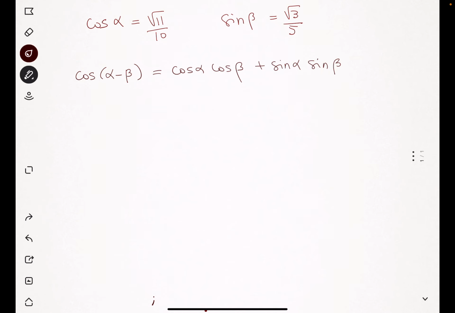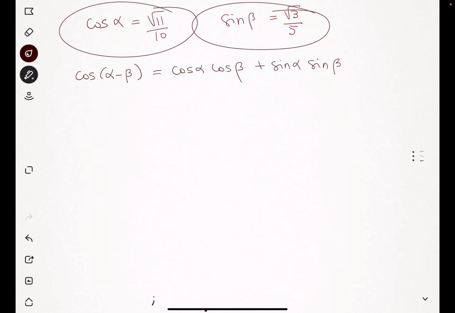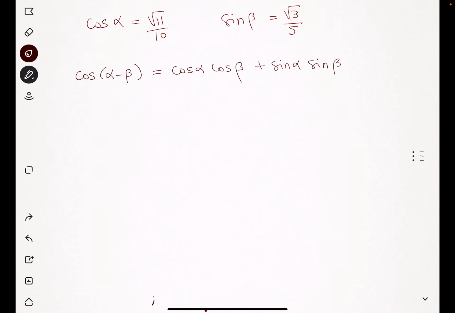Well, the cosine of alpha is given and the sine of beta is given. You need to calculate the other one, right? So you have the cosine of alpha, that part is okay, but you need still the sine of alpha. Well, that's the only thing essentially you have to calculate here.